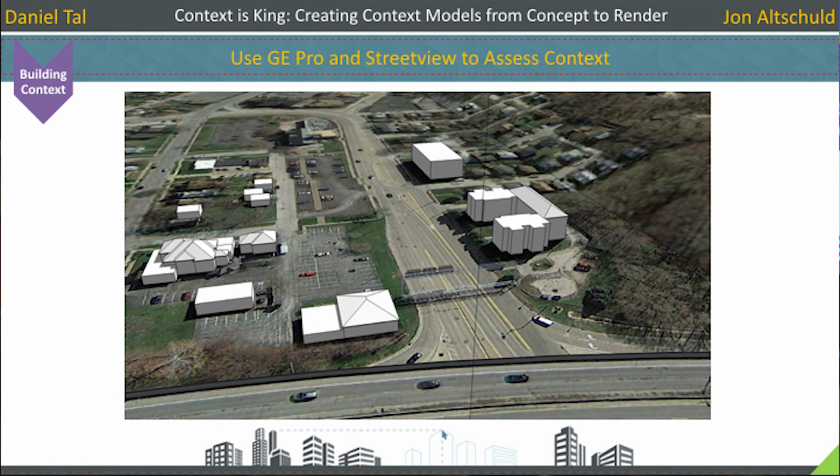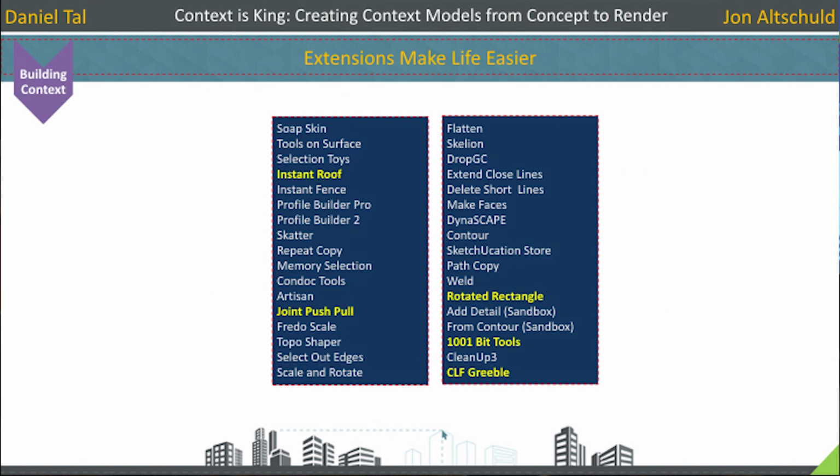And lastly, like we've been preaching, let the extensions make your life easier. So this is a fairly large list, but the ones in yellow are the ones that we use really commonly with quick building massings. So Instant Roof, Joint Push Pull, Rotated Rectangle, not an extension anymore. Now it's built in natively to SketchUp, which is great. 1001bit Tools. And then Chris Fullmer's Greeble is a really interesting tool if you haven't used it to create huge massings of just random building heights.